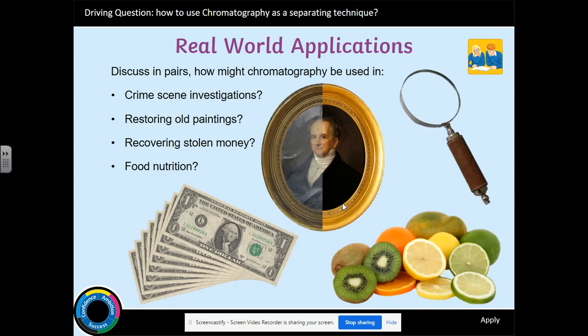Now, as you can see, there are real world applications of using chromatography. Now, discussing with peers, you might need to find someone in your house and ask them a few questions. How might chromatography be used in crime scene investigations, in restoring old paintings, recovering stolen money, or food nutrition? Think about what we have just done and try to answer these four basic questions. You can grab anyone in your house gently and try to answer these questions. Again, how might chromatography be used in crime scene investigations, restoring old paintings, recovering stolen money, and in food nutrition?